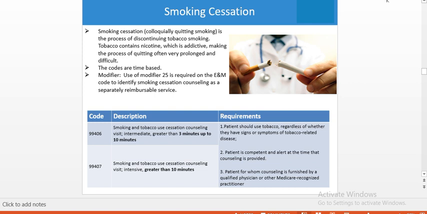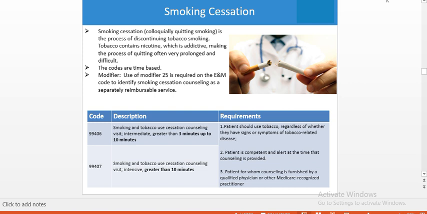So how to stop the smoking? Smoking cessation, colloquially quitting smoking, is the process of discontinuing tobacco smoking. Tobacco contains nicotine, which is addictive, making the process of quitting often very prolonged and difficult. The codes are time based. If the patient comes to the ED, the physician will counsel the patient to stop smoking and guide him to stop the smoking.